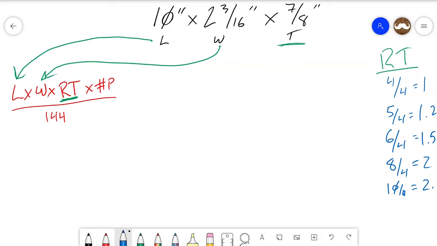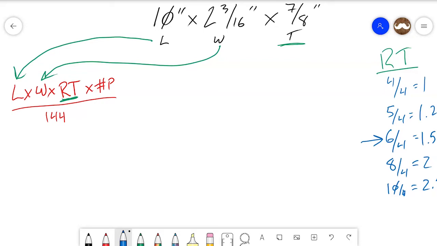And it's always expressed in quarters. You will never say, what was the rough thickness of your material? 1.5 inches. That's just not what you would say. Instead of saying 1.5 inches, you would say it was 6/4 material. That was the rough thickness. And so understanding that terminology is important for you guys.